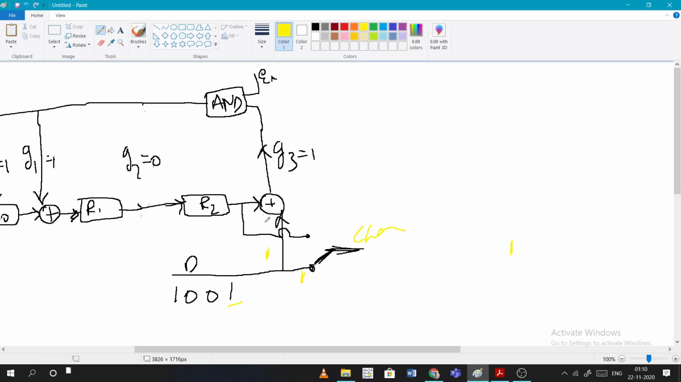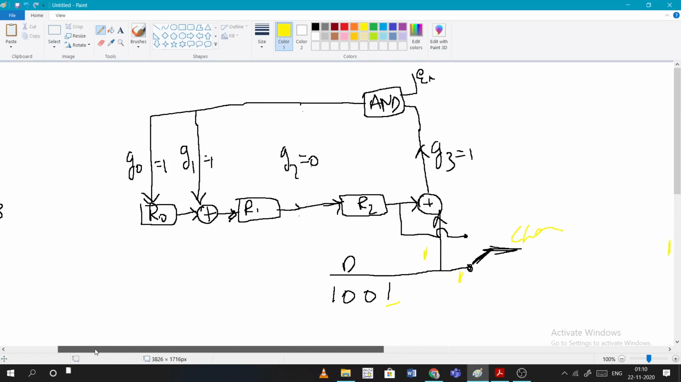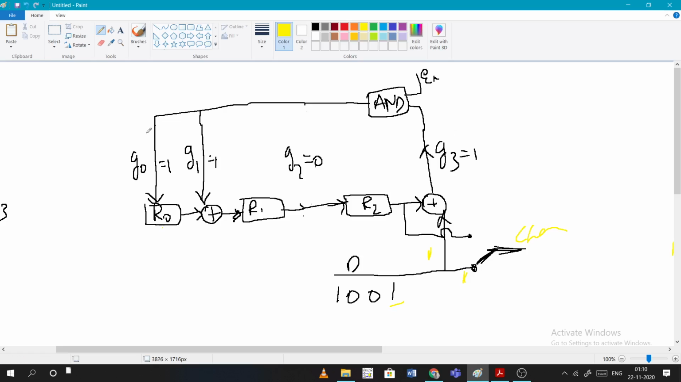Now in the registers, the initial values will be 0 0 0. All the values initially will be 0 0 0. So the R2 output is also 0, because whatever is in R2 will be coming out here, since these are shift registers. So R2 will be coming to here. The 1 is here. 1 XOR 0 is 1, so it will be 1 here.